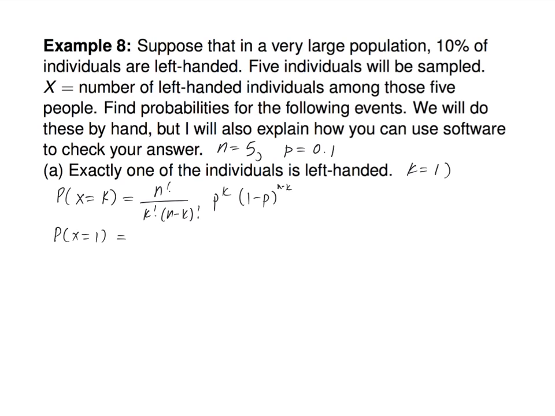Okay, so what goes in for n? 5. What goes in for k? 1. So 5 factorial over 1 factorial, 4 factorial. Success was 0.1 to the 1. And then what's your non-success probability? 0.9 to the 4th, exactly. That's pretty similar to the boys and girls one, except they've got 0.1 and 0.9. What's that 5 factorial over 1 factorial 4 factorial going to cancel out to? 5. So that's 5 times 0.1 times 0.9 to the 4th.